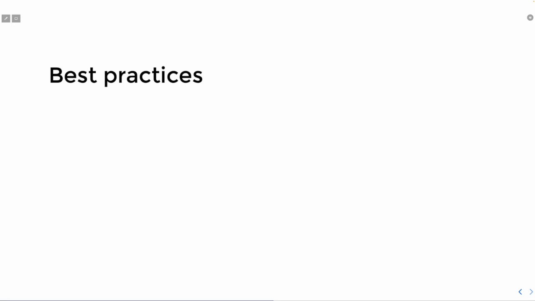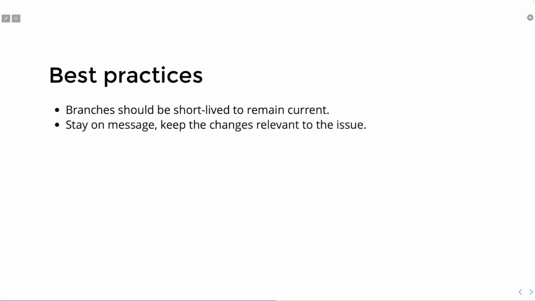What are some best practices with working with Git? Your branches should be short-lived and remain current. So you want to make sure that you are working not necessarily quickly, but in small, manageable chunks so that you can regularly integrate back into that main branch. And you want to remain current, so you want to update frequently. You want to stay on message, so keep the changes relevant to the issue.